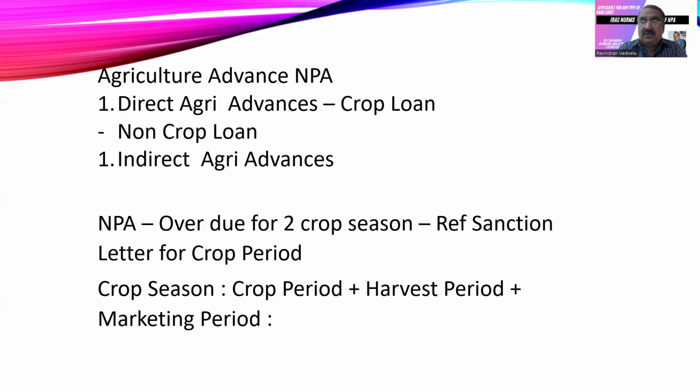So far we have seen the non-agriculture advances with reference to term loan and cash credit loan. Now we are going for the agricultural advances, which is very, very important. Agricultural advances have been classified into two parts: direct agriculture and indirect agriculture. For all indirect agricultural advances, 90 days, that is, regular norms are applicable. With reference to direct agricultural advances, there are crop loan and non-crop loan. For non-crop loan also, the 90 days norms are applicable.